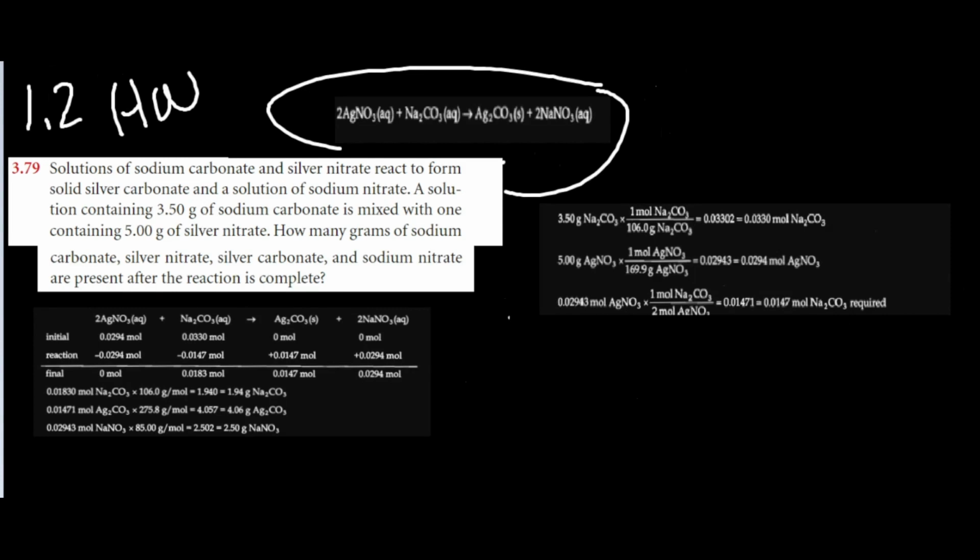The next thing you need to do is convert your grams of sodium carbonate and grams of silver nitrate to moles. So 3.5 grams, convert those to moles. 5 grams, convert those to moles. The problem with comparing those moles is that the moles aren't worth the same. If you look at the equation, 1 mole of sodium carbonate is worth twice as much as a mole of silver nitrate, because 1 mole of sodium makes 2 moles of silver. So you need twice as many moles of silver to match 1 mole of sodium.